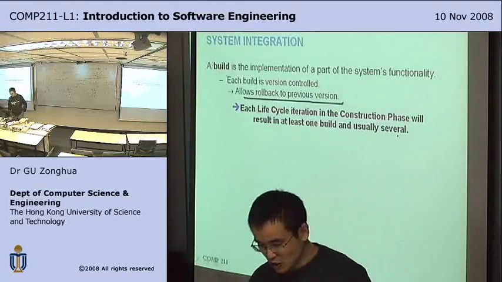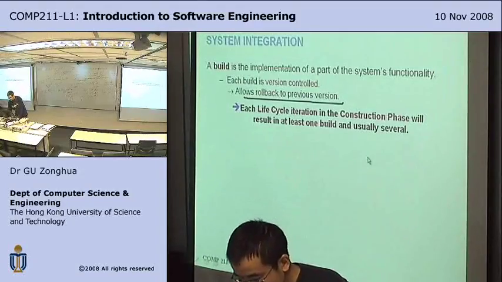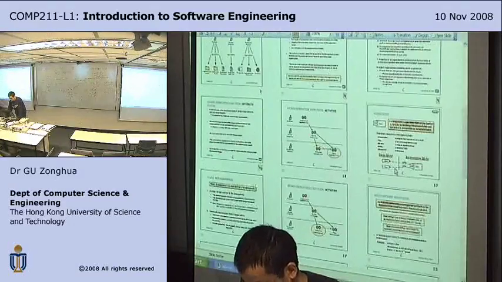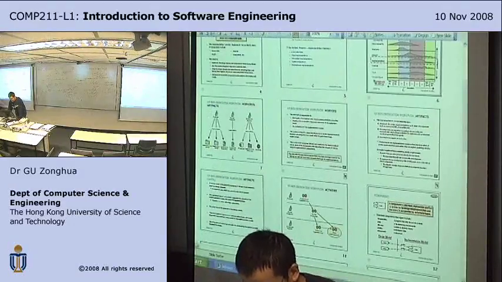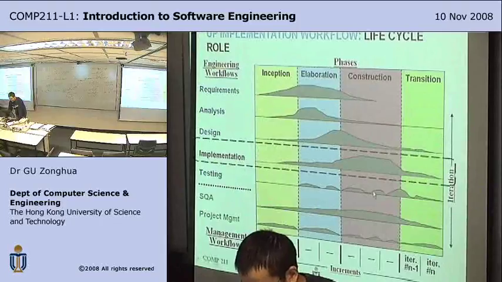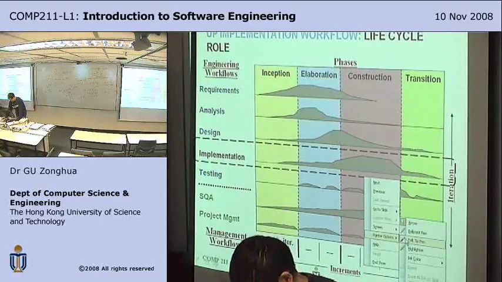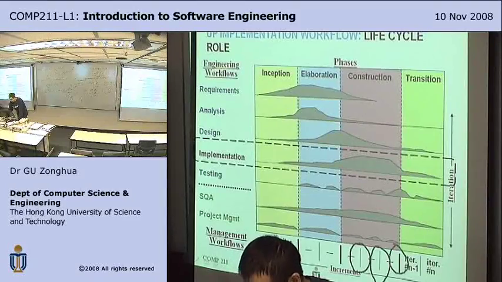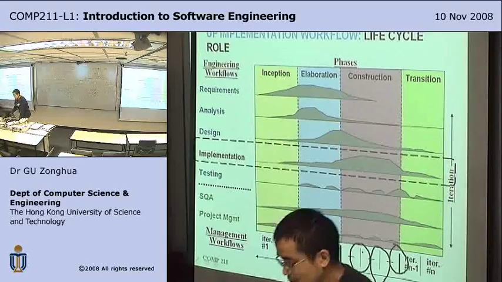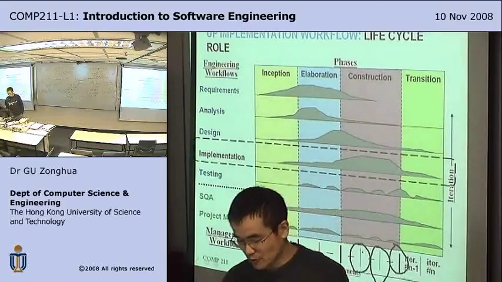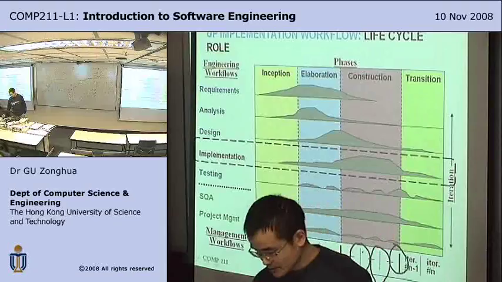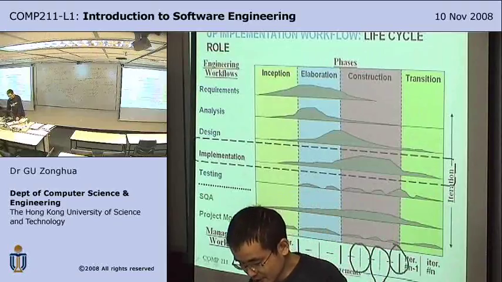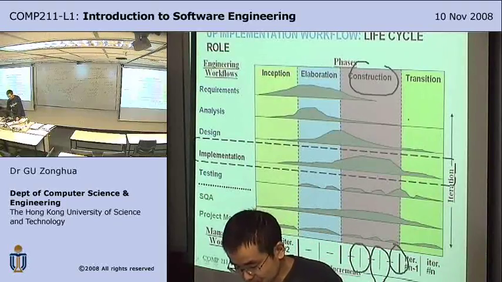If you recall the construction phase, in the construction phase you may have several iterations. So here we have 1 to 3 iterations. Each one typically results in one build or more builds. But not in the other phases, only in the construction phase.